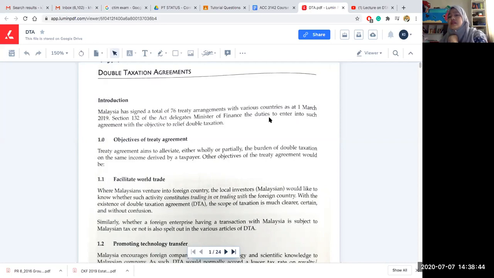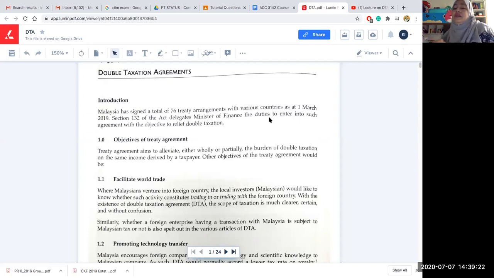Of course, if you have to pay two taxes for the same income, not everyone is happy. So what we do is, in order to encourage international trade, to facilitate world trade, to promote technology transfer, for example, governments, countries, will have an agreement. Malaysia and Taiwan, for example, will come up with an agreement on how to reduce the burden of the taxpayer.